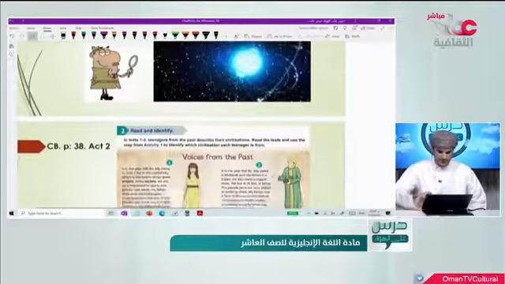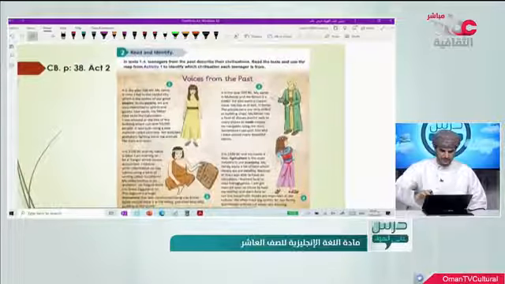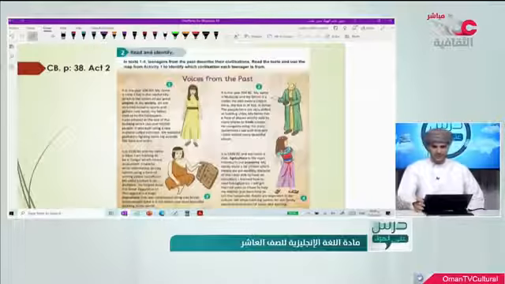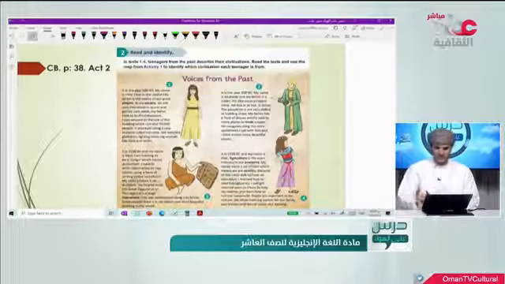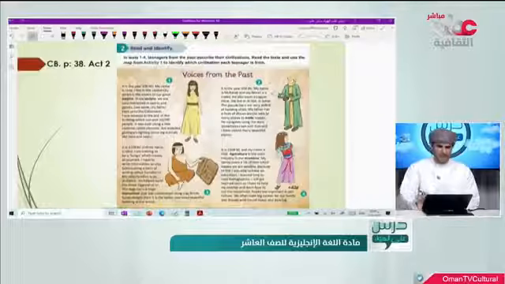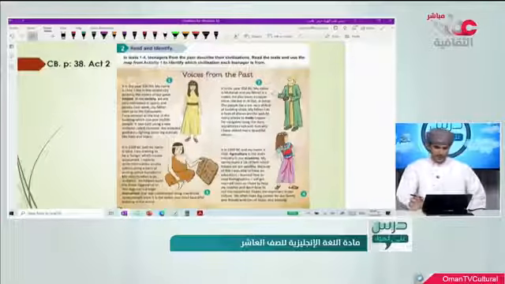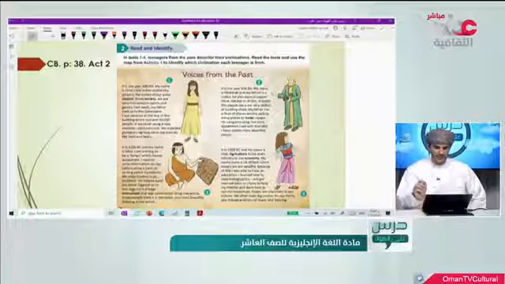Okay, let's go, guys, to activity number 2. We are done with the previous one. As I told you, we mainly focused on the vocabulary section of that activity, as it is more important than the rest, because the first activity is deleted. So look here, activity number 2. Mira, could you read, please?